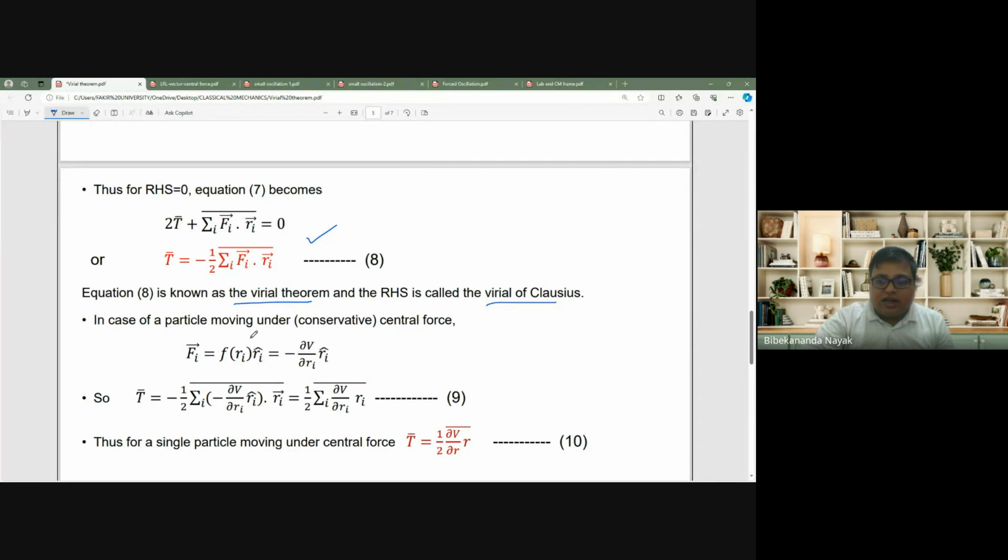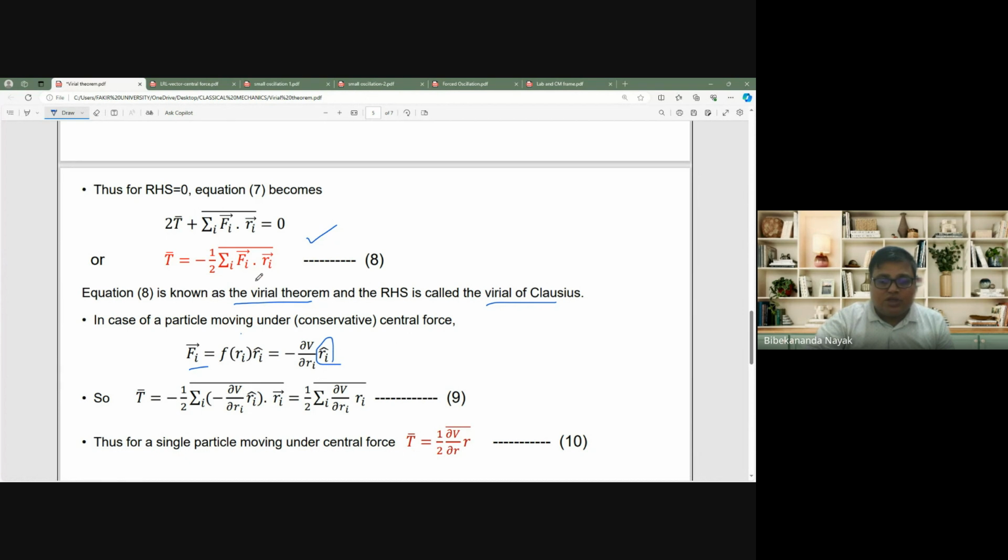So in general, for a central force, F is the negative gradient of potential, a conservative force. So we can write Fi as minus del V by del Ri into Ri cap. The direction is along Ri cap. All central force is directed from a fixed center, so the force is equal to minus del V by del Ri.